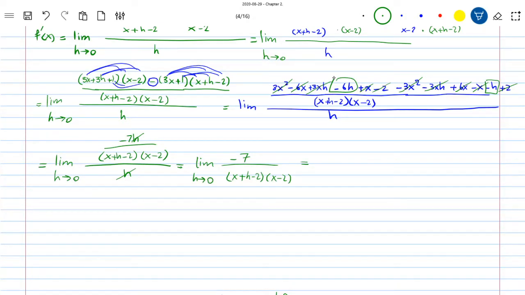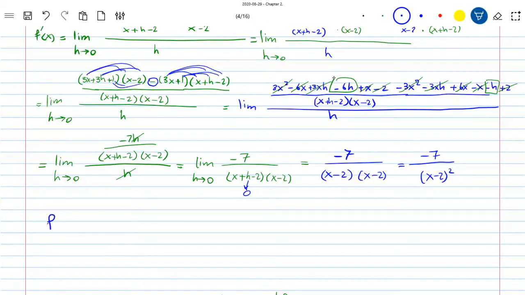And now replace h with 0. If you replace 0, what you get is negative 7 divided by x plus 0 minus 2, so you get x minus 2. We're replacing h with 0. And then you have another x minus 2. You can shorten it to negative 7 divided by x minus 2 squared. Okay, so what we found is one function, negative 7 divided by x minus 2 squared. But this is the derivative function, so f prime of x.